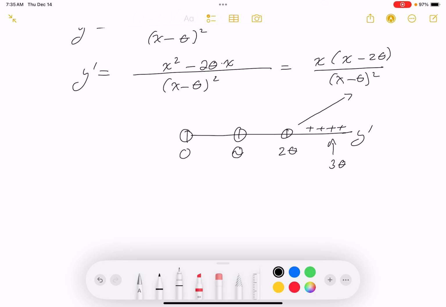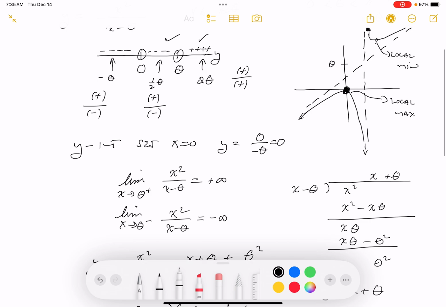So let's go between this, and I'll say 1.5 theta. And remember, theta is between 0 and pi. So what do you have here? 1.5 theta is positive. 1.5 minus 2 is going to be negative half of a theta. It's a negative number. Bottom's always positive. So this is negative. What does it mean? It's going down. So I'm pretty much convinced this local minimum occurred at 2 theta.